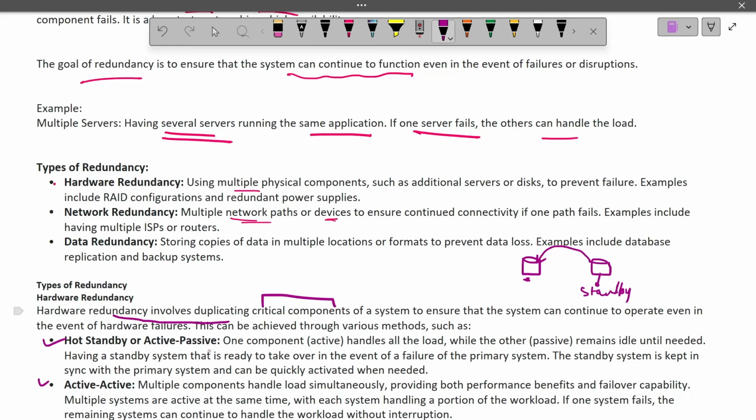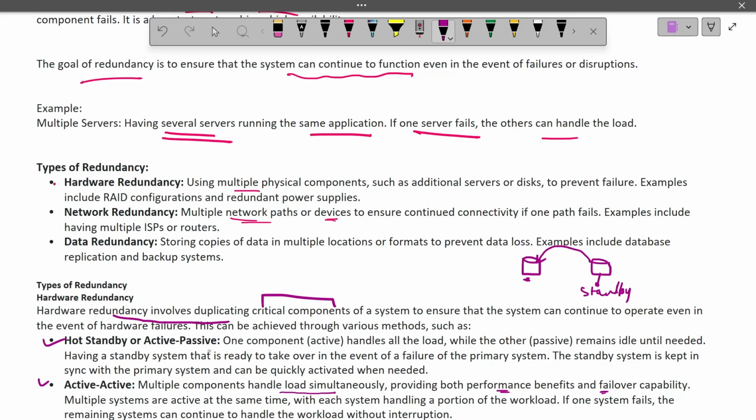Just the opposite in case of active failover. Here, all the components that you have, there is no system, no server which is sitting idle, so to say. They are handling the load simultaneously by using load balancing. Now, this is giving you performance benefits also, and it is also giving you the failover capacity, because if something fails, it will be able to take over.